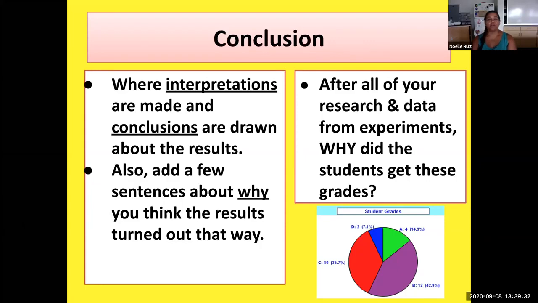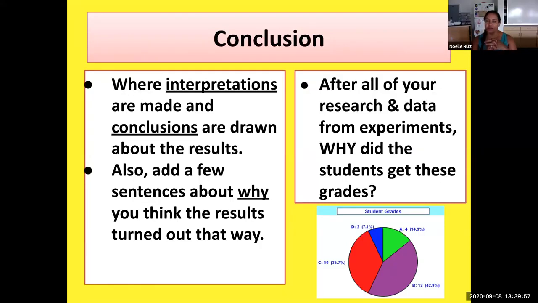Conclusion, this is where the interpretations are made and the conclusions are drawn about the results. So results are kind of like observations where you're just saying what you see in that chart. And then the conclusion would be like your inference. You're telling me why the chart looks that way, why you think the chart looks that way. You should also add a few sentences about why you think the results turned out that way.